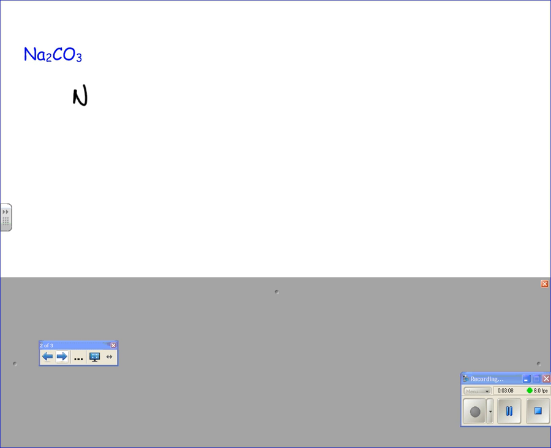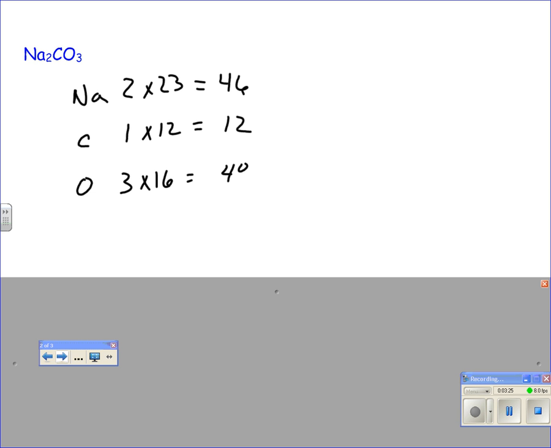So then you're back. You've got sodium, carbon, oxygen: 2 sodiums, 1 carbon, 3 oxygens, times 23, that's 46, times 12, that's 12, times 16, that's 48. That gives us a total of 106 grams per mole. So if we want to find the percentage of each one of those, I would take 46 divided by 106, 12 divided by 106, 48 divided by 106, and multiply them all times 100% to get a percentage.